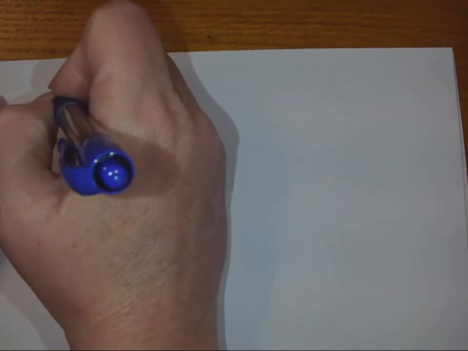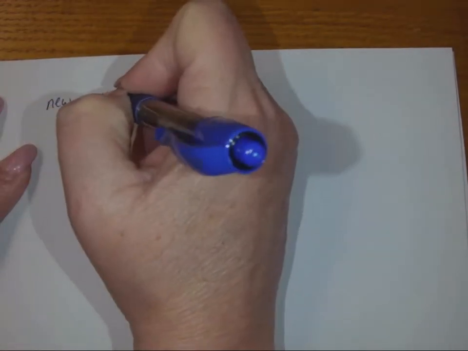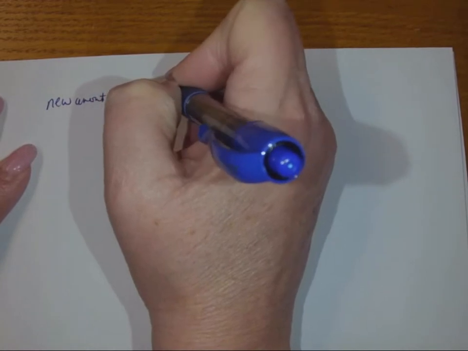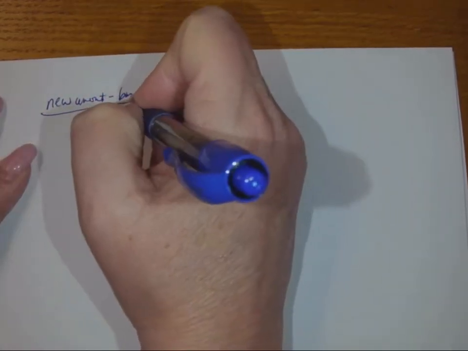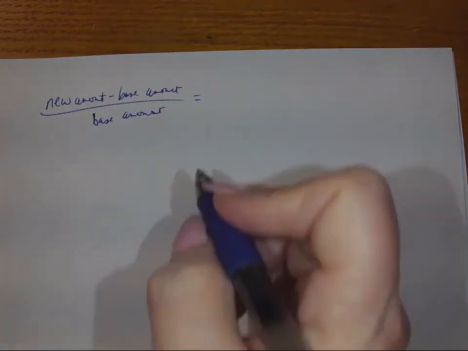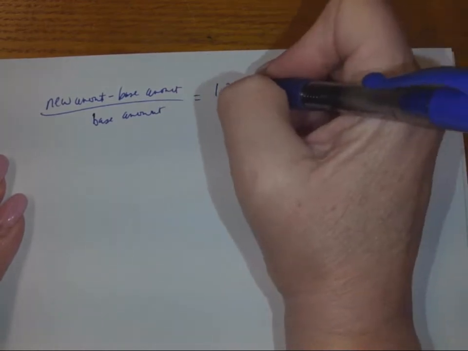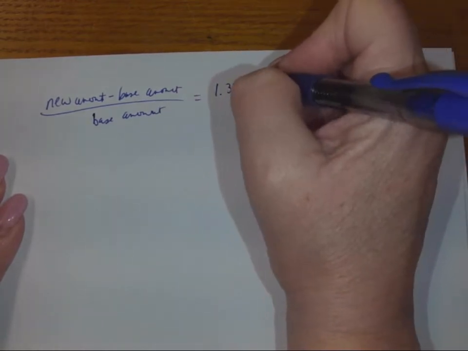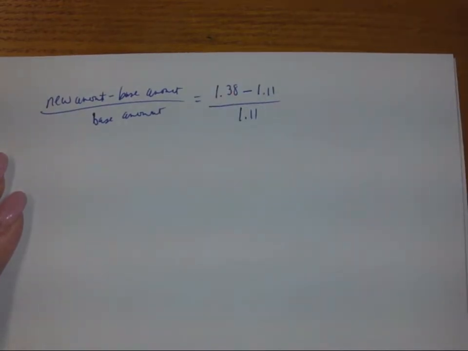So new amount minus the base amount divided by the base amount. Now, all you got to do is plug in those values. So the new amount is $1.38 minus the base amount of $1.11 divided by $1.11.